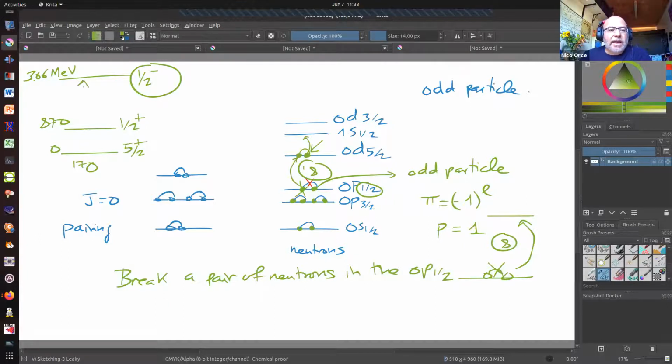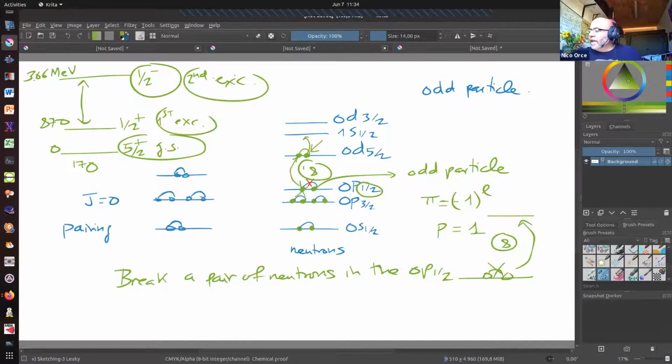So that's why suddenly you have this big jump to almost 3.1 MeV for the next excitation. So this is the ground state. This is the first excitation. And this is the second excitation. So this simple model of the shell model here will allow us to get what is the ground state, what is the first excitation, what is the second excitation, in a very simple way.